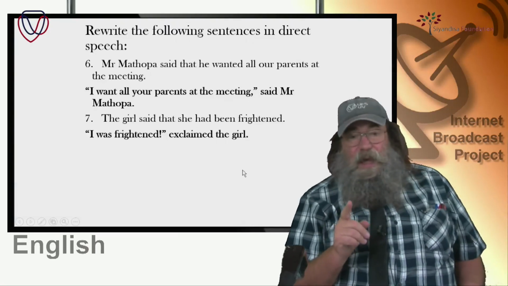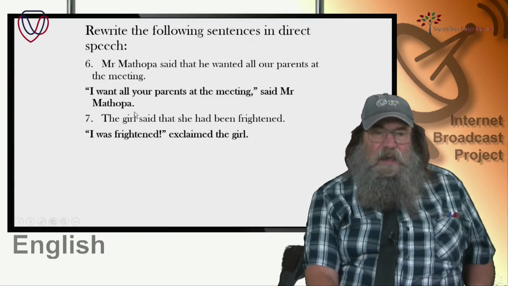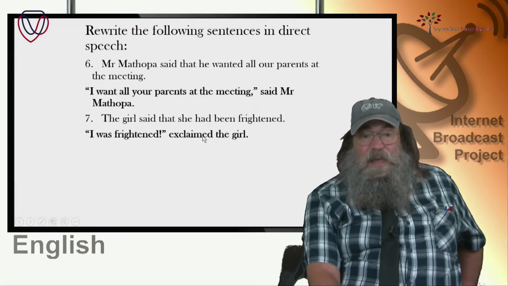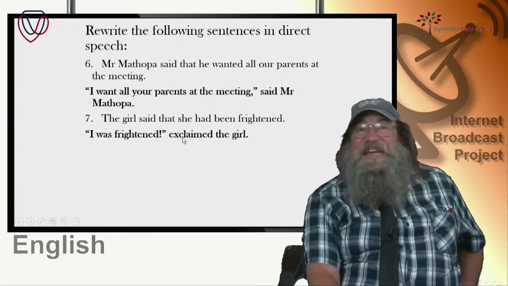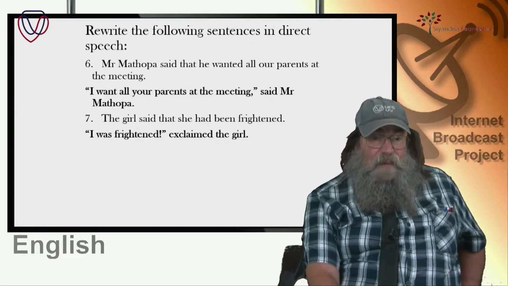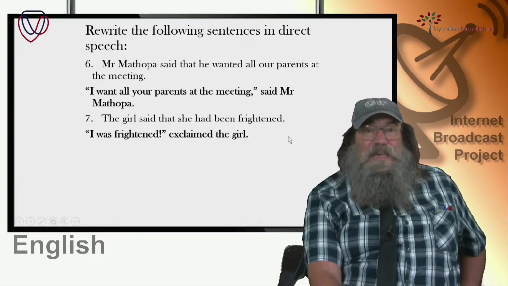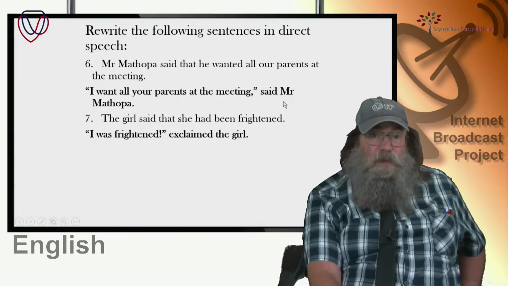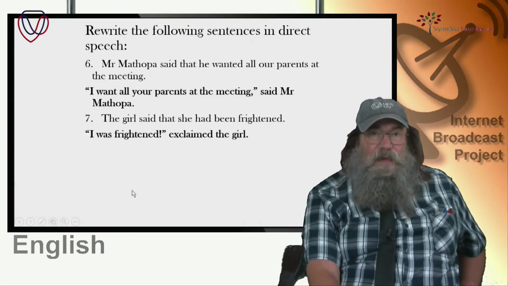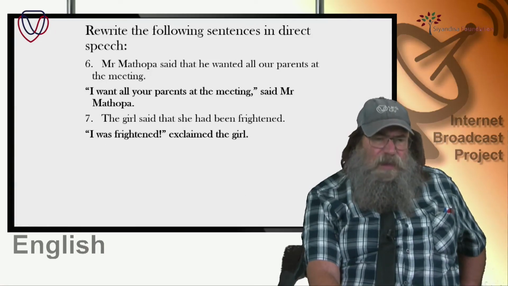Now, I'm using a bit of poetic license here. In the indirect speech, it uses the word said. In the direct speech, I've put exclaimed. That might be taking a liberty there, but it might not be. Okay? Certainly, when you're dealing with being frightened, you are handling an emotion. So I think I can change that into exclaimed without altering the meaning. Let us do one or two more, and then I think we've covered our topic quite thoroughly.